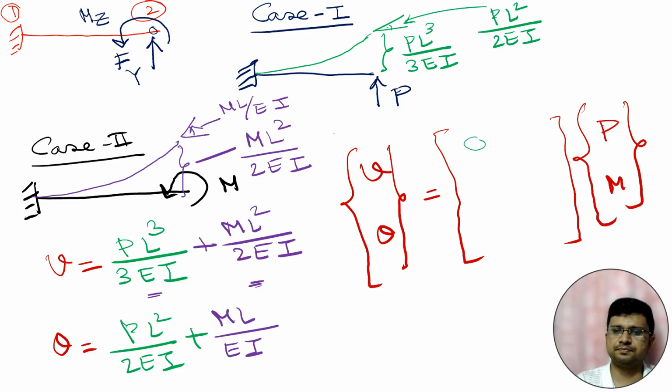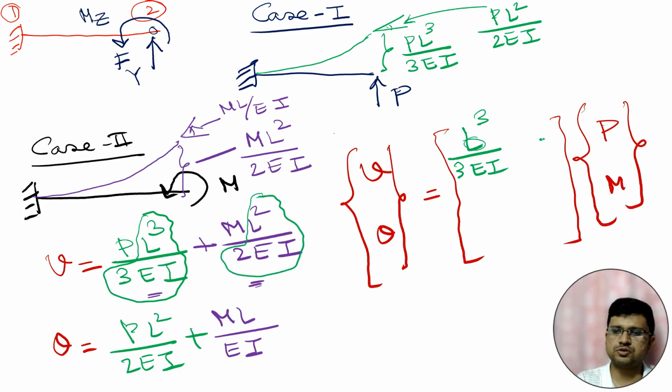Now what will be this term? This term will be P into L cube by 3EI. So this will be L cube by 3EI. What will be this term? This term will be M into L square by 2EI. So this will be L square by 2EI. So V will be P into L cube by 3EI plus M into L square by 2EI.